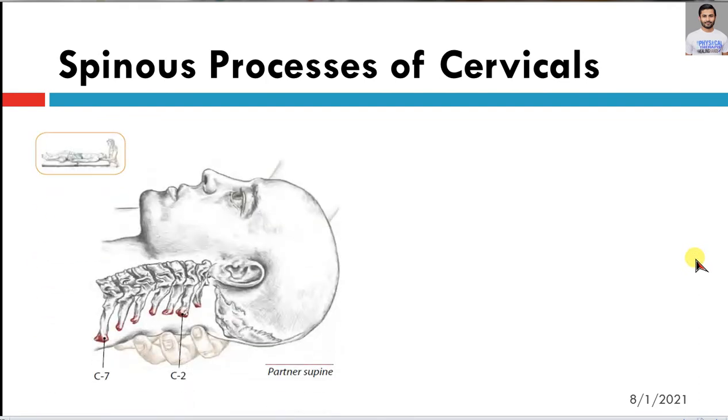Now over here you can see the therapist is trying to palpate the different spinous processes of the spine, C2, C3, C4, C5, C6 and C7. What you can do is passively flex and extend the cervical spine of your partner or patient, and then you can feel the spinous processes moving apart and getting approximated with flexion and extension.